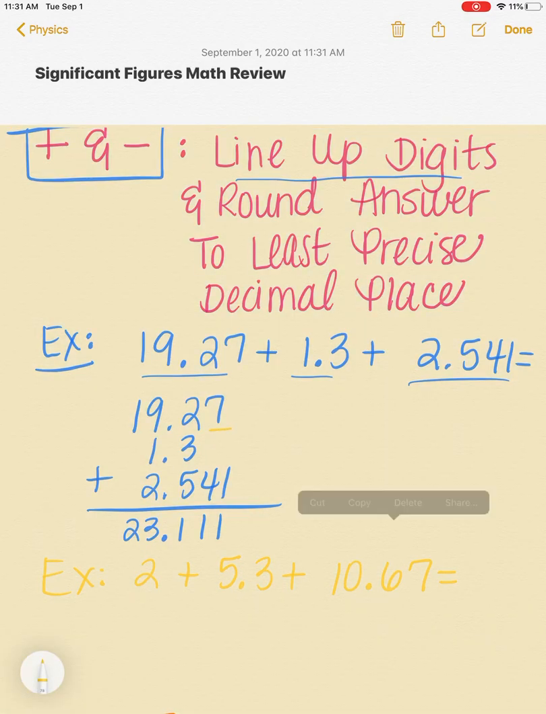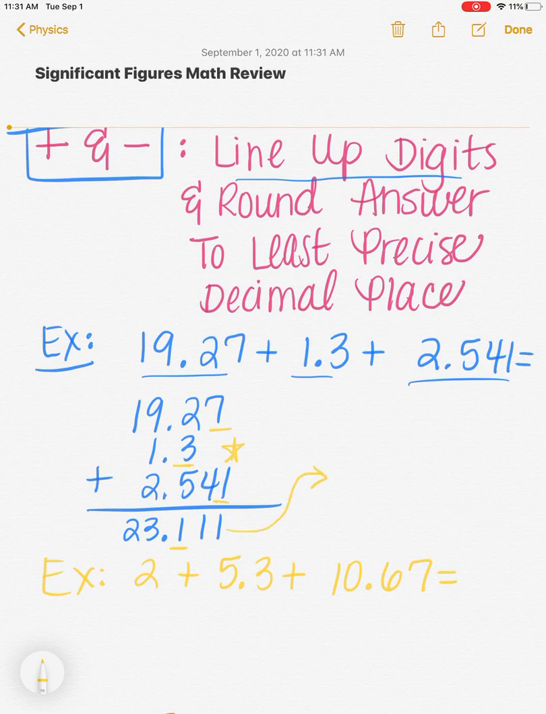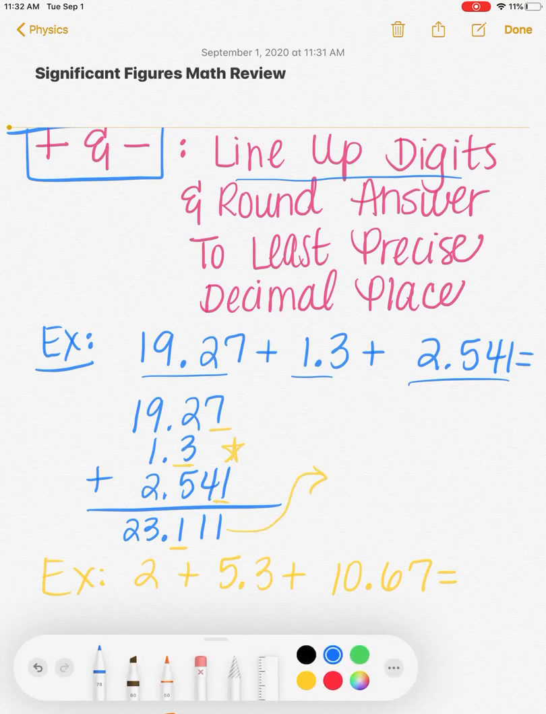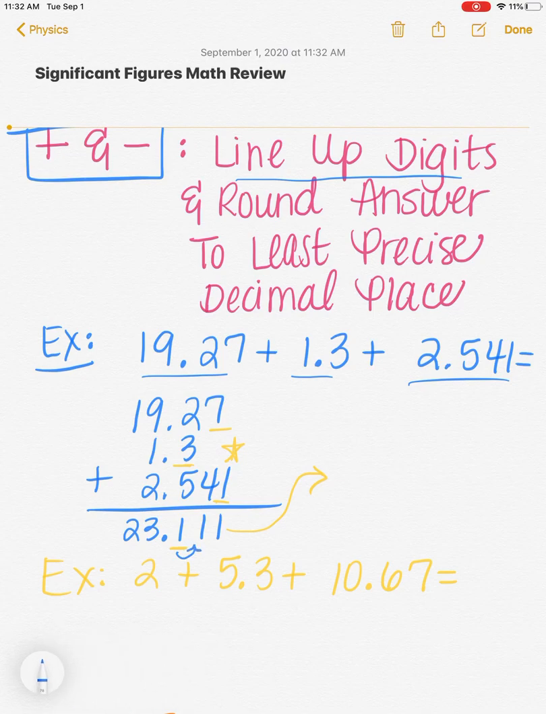Now I need to take a look here because this first number we were using had 2 decimal places. This had 1 and this had 3. So our answer has to be limited by the least precise of them. Since the second number only went to the first decimal place, we must also round our answer to the first decimal place. And in order to do that, you need to take a look at the digit that's one place beyond. If it's lower than a 5, you keep it the same. If it's a 5 or higher, you round up. So in this case, the answer would become 23.1, rounded to correct significant figures.